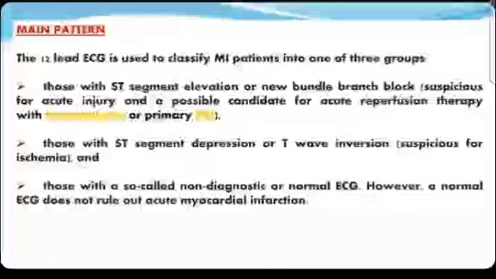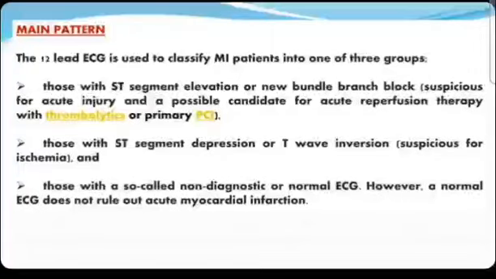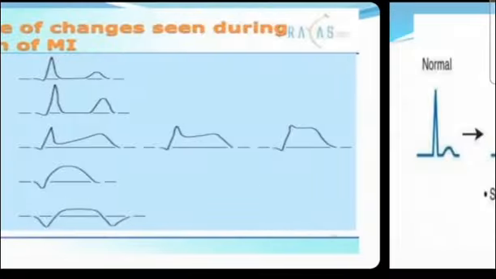Main pattern. The 12-lead ECG is used to classify MI patients into one of three groups. Those with ST segment elevation or a new bundle branch block are suspicious for acute injury and possible candidates for acute reperfusion therapy with thrombolytics or primary PCI. Those with ST segment depression or T wave inversion are suspicious for ischemia, and those with a so-called non-diagnostic or normal ECG. However, a normal ECG does not rule out acute myocardial infarction.